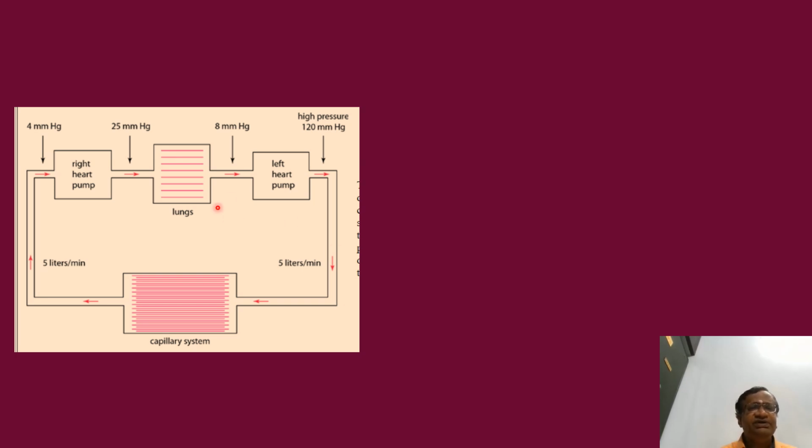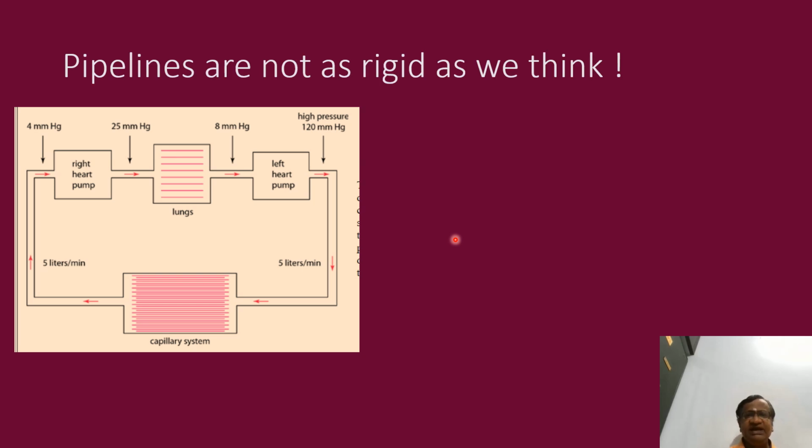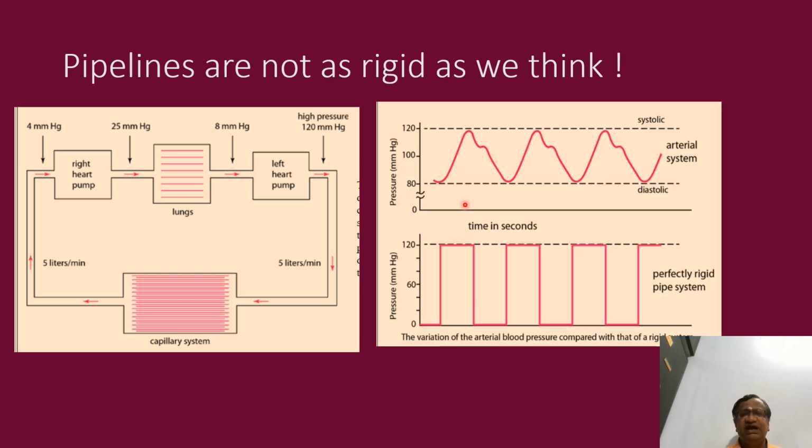Now you see the left heart is pumping here, through the capillary systems, into the lungs, and the right heart into the lungs. And again, the pipelines are not as rigid as this. The curves are not like this.